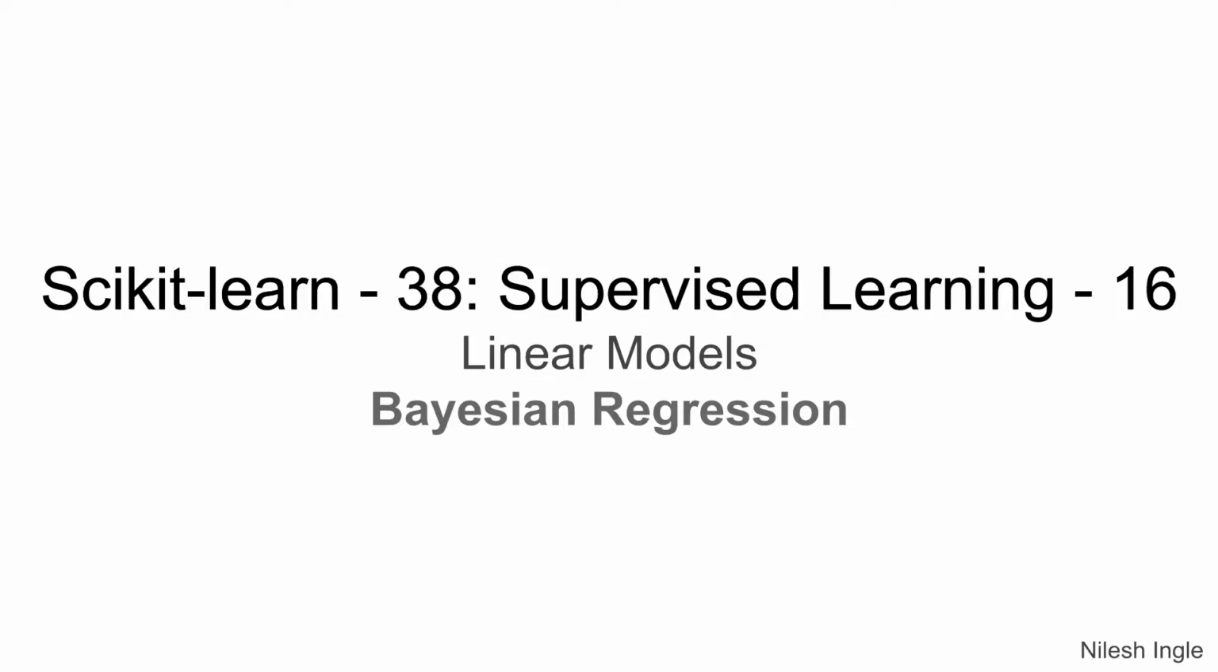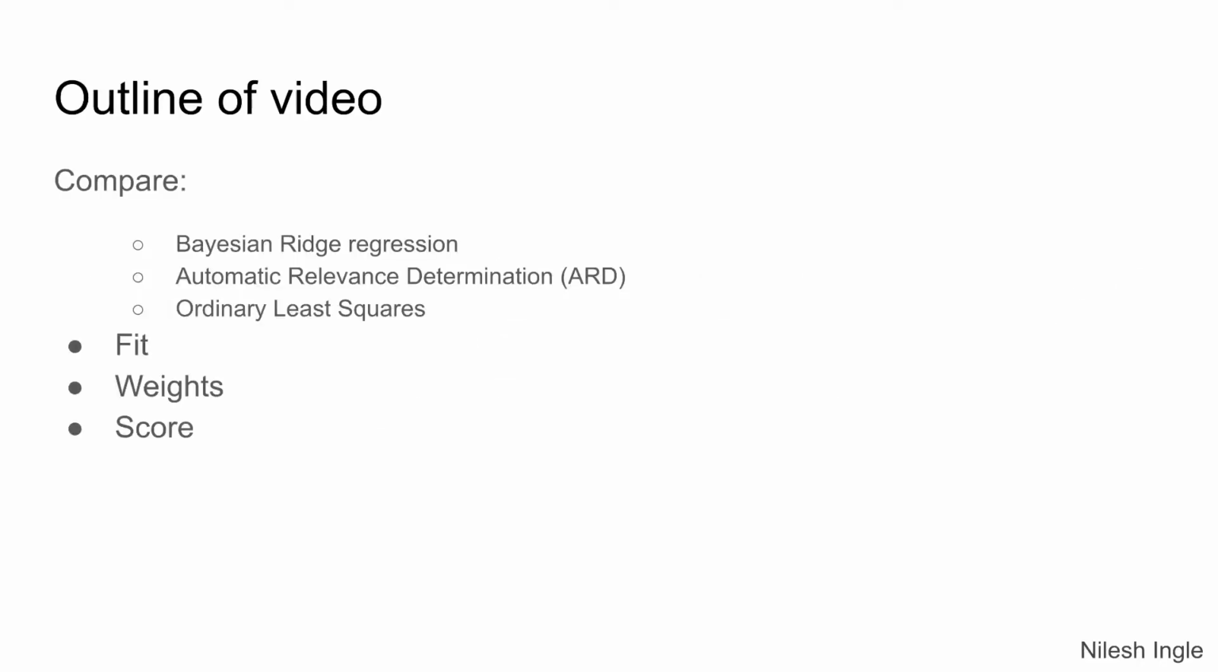I'm Nilesh, and in this video, we'll continue to talk about Bayesian regression. Here we'll look at the implementation in Python. Before we do that, we'll look at some plots that compare the coefficients between the Bayesian Ridge, the automatic relevance determination, and ordinary least squares.